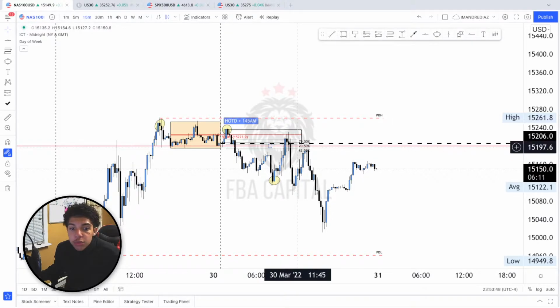And you see that 70.50% is in confluence with that 15,200 level. So we're going to annotate this, because this is the ideal trade, and this was actually where I was able to catch my trade today, which was a short trade.